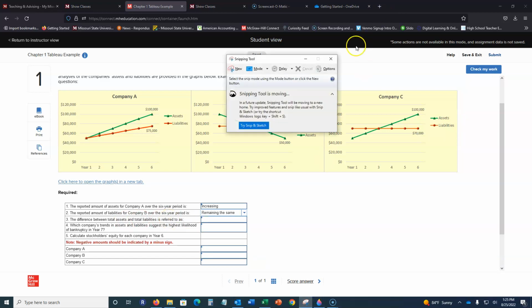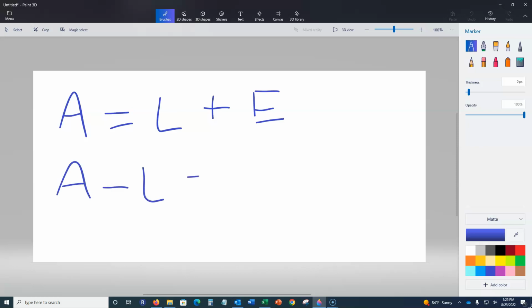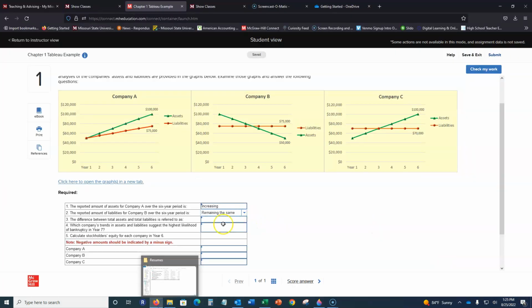Let's think about it. Let's look at our fundamental accounting equation, okay? We know our fundamental accounting equation is A equals L plus E. What they're asking us is, what does A minus L equal? Well, it equals E, right? So just rearranging that, we're going to call that stockholders' equity, right?